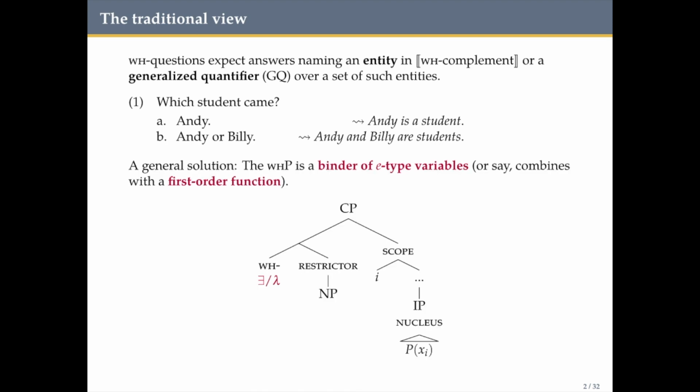To capture this question-answer relation, it's usually assumed that the wh-phrase binds an e-type variable inside the question nucleus. It assigns one of the values in its restrictor to this variable, or say the wh-phrase combines with a first-order function, denoted by the scope.